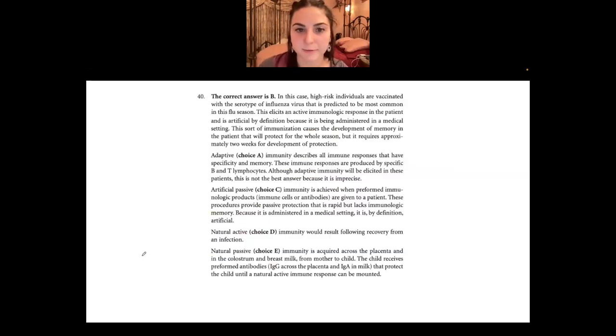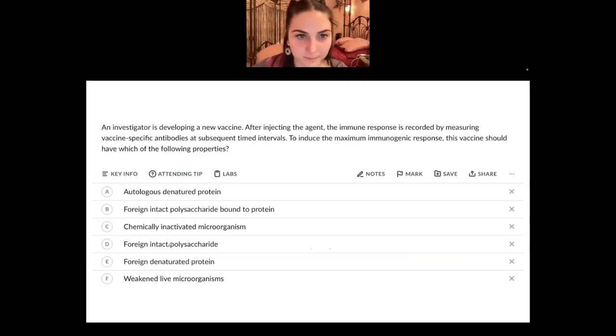That's natural passive. Let's see if it says anything else. Nope, breast milk and then IgG. So that's natural passive. If you just keep those in your mind as examples of all of them, I think you can work through them. Okay.